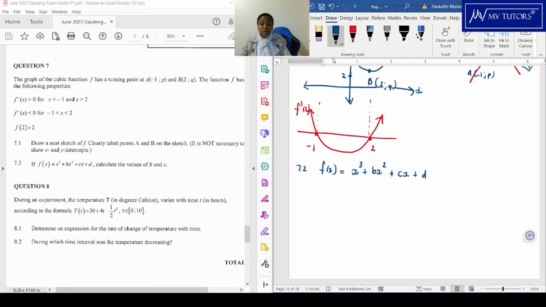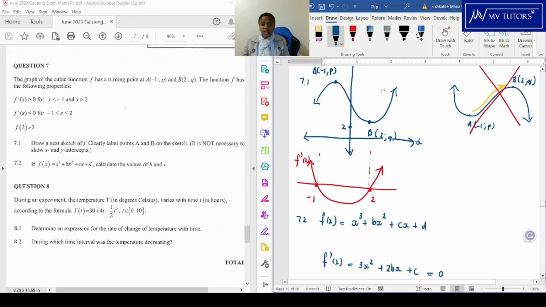But what I do know is if I were to take the first derivative of f, I would get 3x squared plus 2bx plus c, and I would make that equal to 0, okay? Because that is the derivative, the first derivative, which is the gradient, and the gradient at the maximum and minimum points is basically 0. Now we do have the x coordinates of the minimum as well as the maximum.